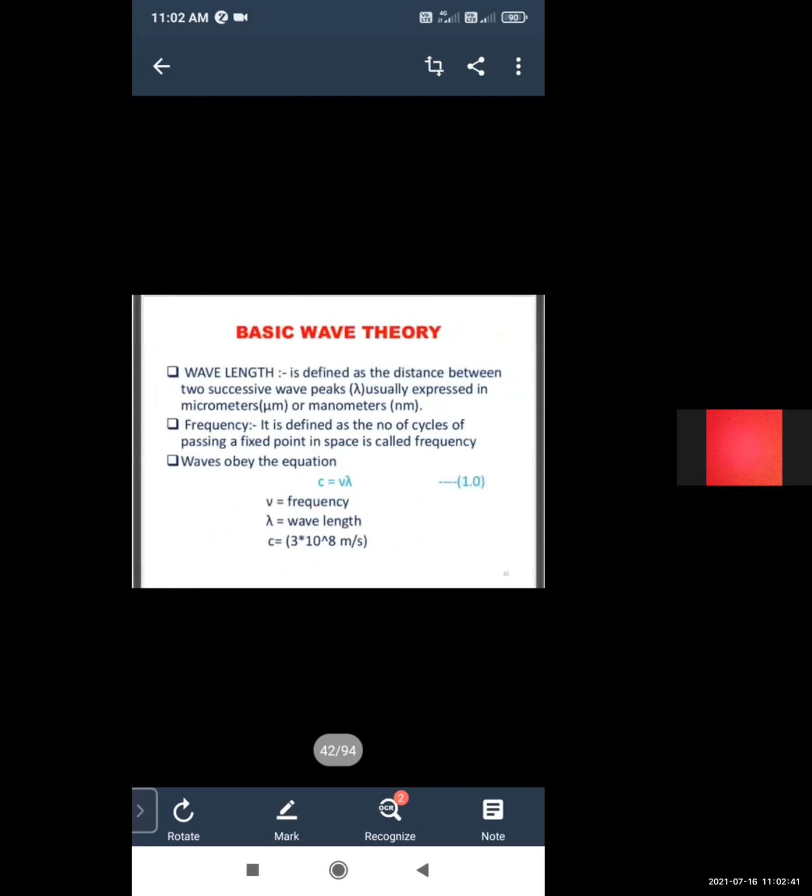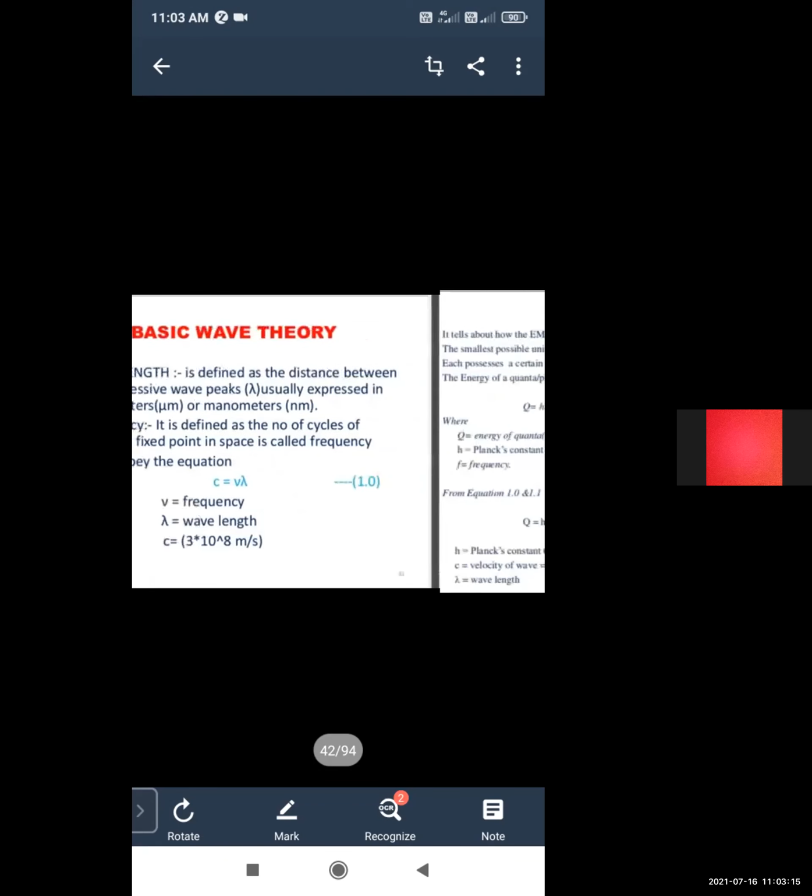So what is the basic wave theory? In basic wave theory, we have to know about frequency and wavelength. There is an equation which waves obey, that is C equal to nu lambda, where C is the velocity of electromagnetic radiation, equal to 3 into 10 to the power 8 meter per second, lambda is the wavelength and nu is the frequency of the electromagnetic wave.